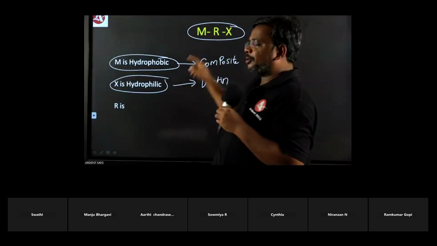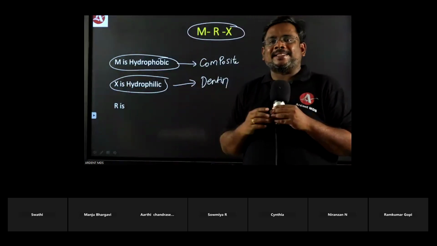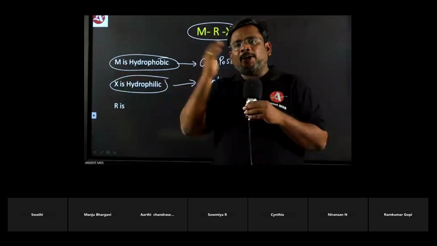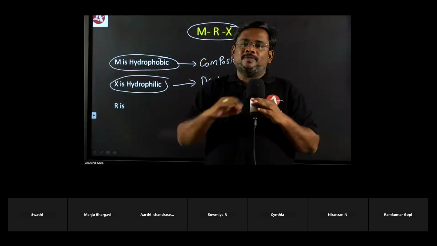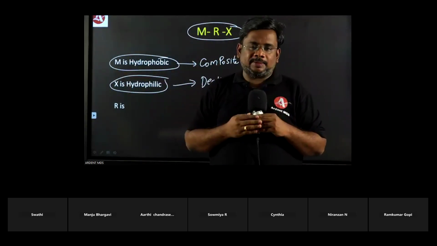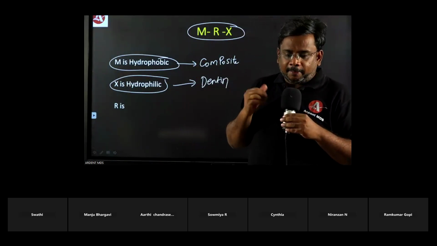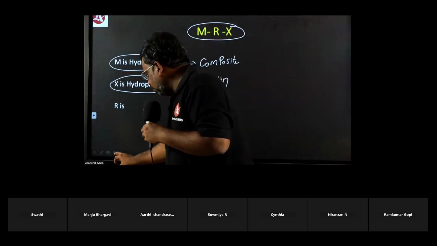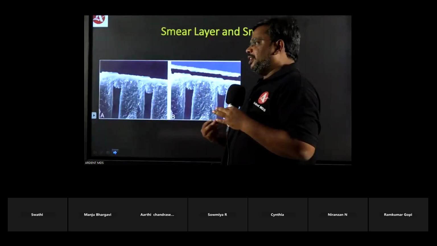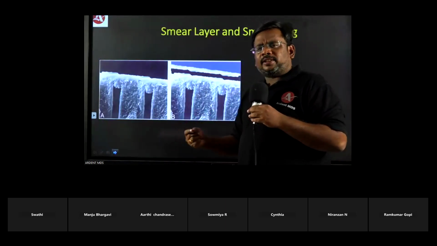And what is R? R is the spacer which separates the two functional groups. Very simple. So this is the meaning of MRX. Let me go further to the generations of bonding agent.